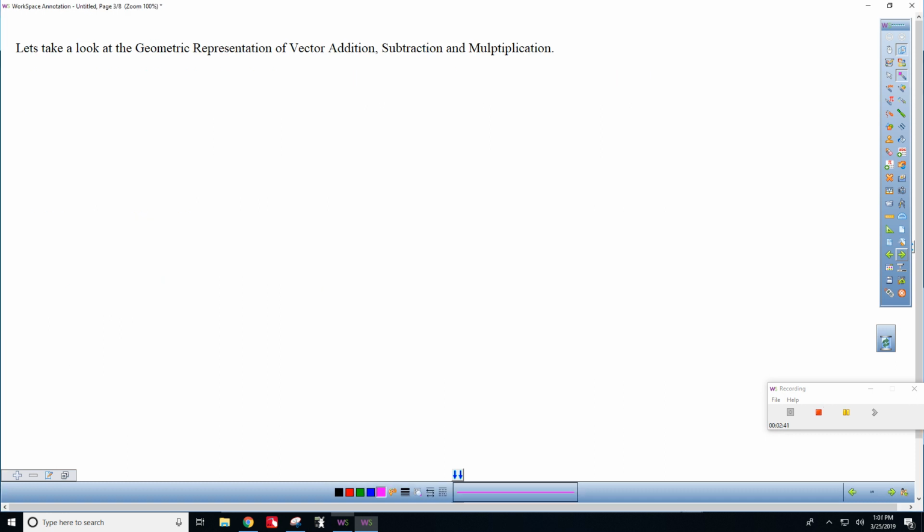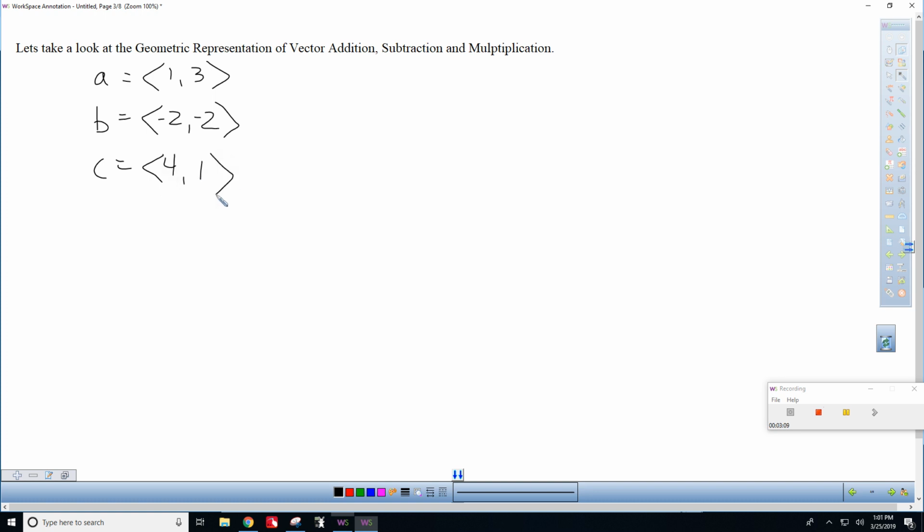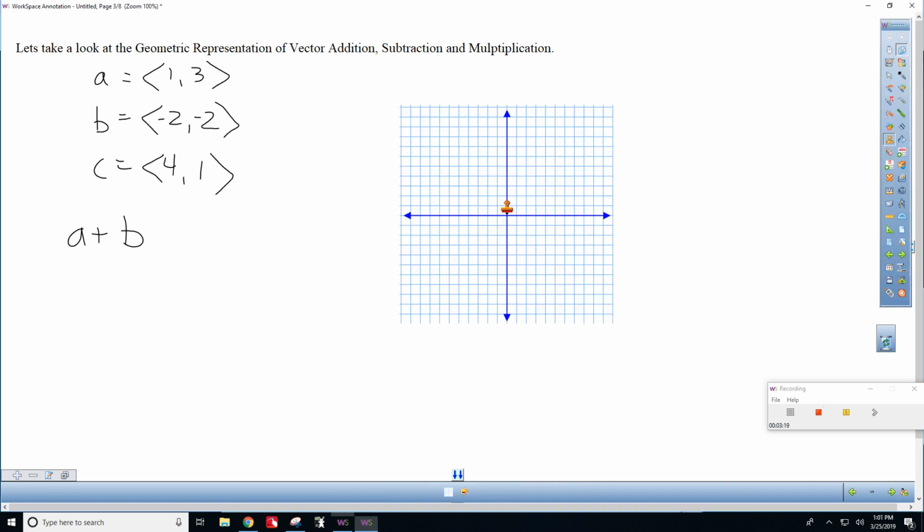So now let's look at a geometric representation for vector addition, subtraction, and multiplication. Let's say A is 1, 3. B is the vector -2, -2. And C is the vector 4, 1. So what does A plus B mean? Well, one thing I want you to know about vectors that's kind of strange is they do not have a position. They can be anywhere on the map, but that also is kind of convenient.